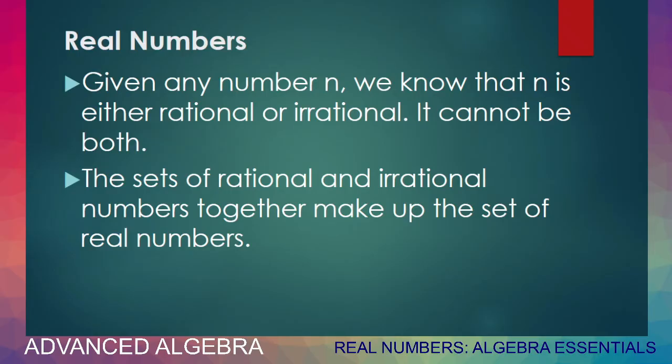Ibig sabihin, yung number ay hindi pwedeng maging parehas na rational at irrational. Isa lang. Kung yung number is rational, rational lang yun, hindi siya pwedeng maging irrational. Pero kung siya ay irrational, hindi din siya pwedeng maging rational. Okay? The set of rational and irrational numbers together make up the set of real numbers. Pag pinagsama-sama natin yung mga numbers na yun sa isang line, makakabuo tayo ng set of real numbers. Okay?